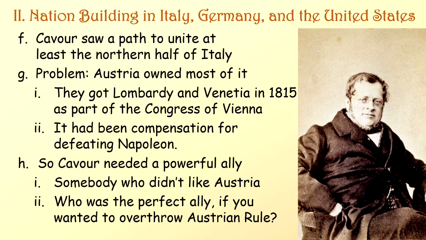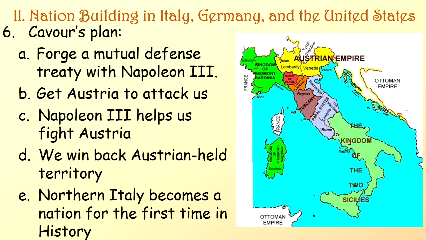Problem was, Austria owned most of it. They had gotten Lombardy and Venetia in 1815 as part of the Congress of Vienna. It had been compensation to them for defeating Napoleon. So Cavour needed a powerful ally, somebody who didn't like Austria. Who was the perfect ally if you wanted to overthrow Austrian rule?